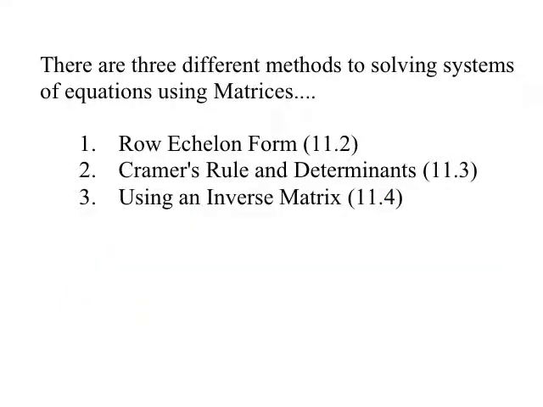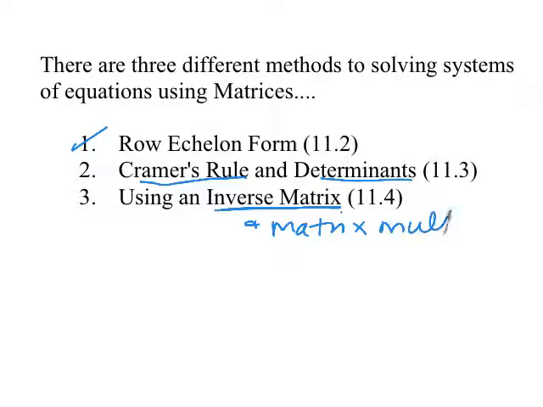You've already learned how to solve a system of equations using matrices, doing something called row echelon form. Today we're learning about determinants, and next lesson we'll learn about Cramer's rule, which we can use, the two of those, to solve a system of equations using matrices. And then the last lesson in solving a system using matrices is something called an inverse matrix and matrix multiplication, which you already learned.